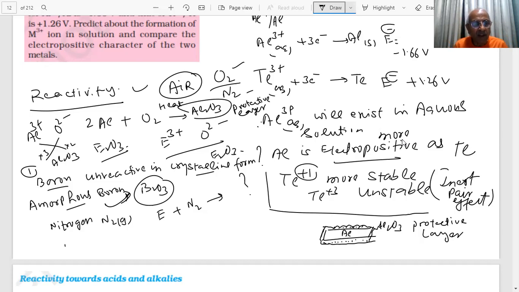What is E3 plus? And what is N? Nitrogen is 2, 5. It will need 3 electrons, 3 minus. What is 3 minus called? 3 minus is nitride. So what is the formula? 1 is to 1, EN. So if you have 2 of this, then E2N2. So these are the nitrides, student.